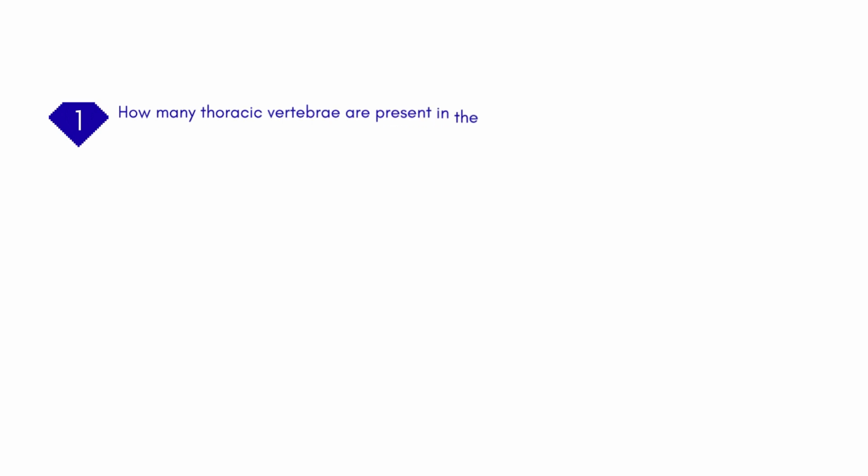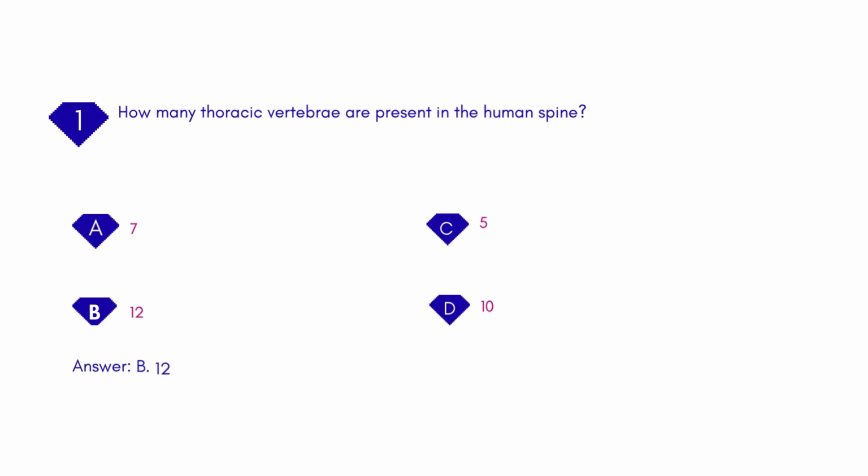How many thoracic vertebrae are present in the human spine? A. 7. B. 12. C. 5. D. 10. Answer: B. 12. What feature is unique to thoracic vertebrae?